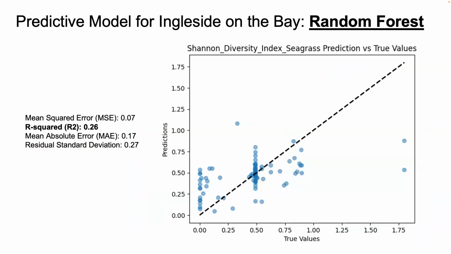Struggling to improve our model, we decided to change target variables, looking at the Shannon Diversity Index of seagrass, using only locations from Ingleside on the Bay. This trial did not improve the accuracy of the model, but we do see a significant decrease in mean square error and mean absolute error, which is something we look for as far as accuracy in predictive models. But the low R-squared value tells us all that we need to know.